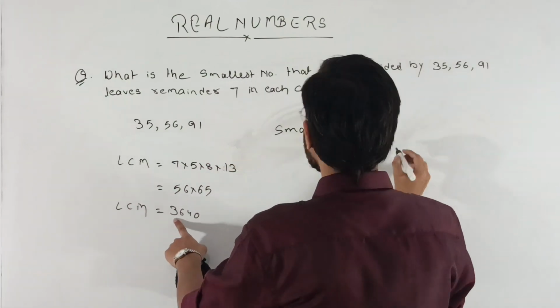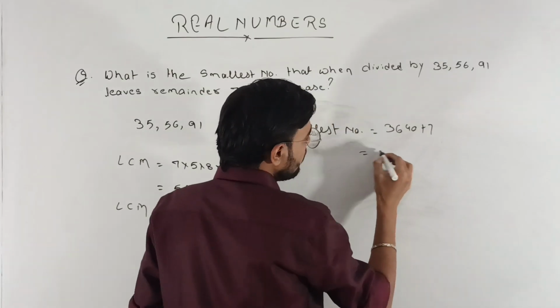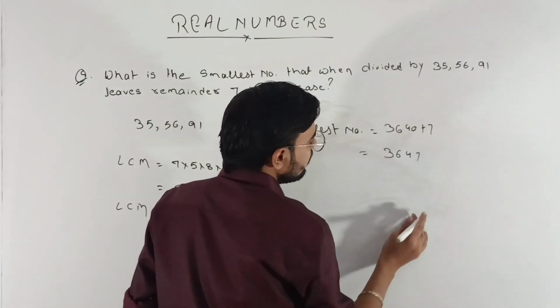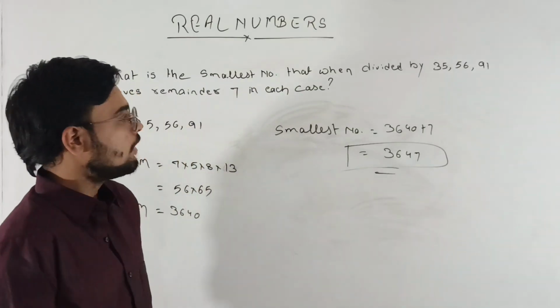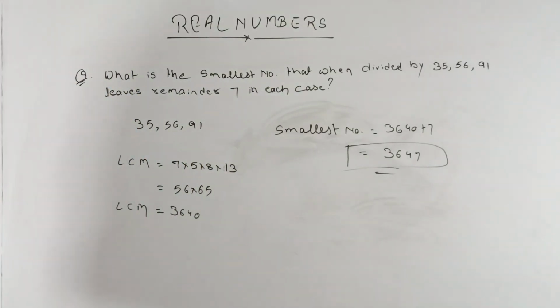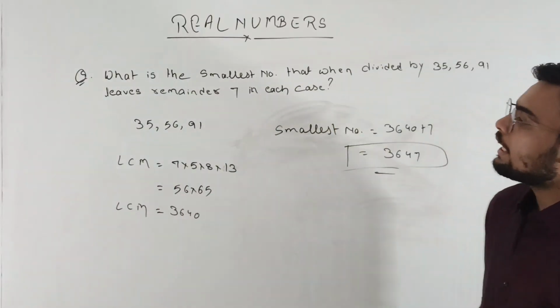So, for the smallest number, I add 7 in this 3640. 3640 plus 7, this will become 3647. Okay. Now this is our answer: the smallest number which, when divided by 35, 56, 91, leaves remainder 7 in each case. Okay. Understood this? Let's see again.